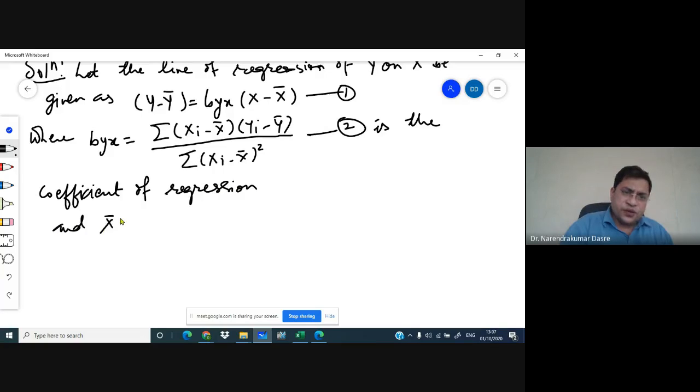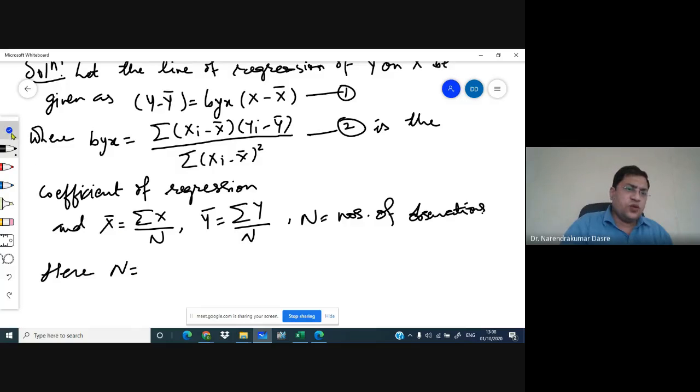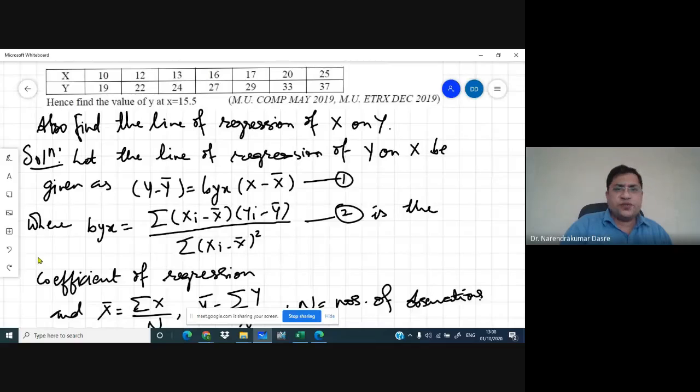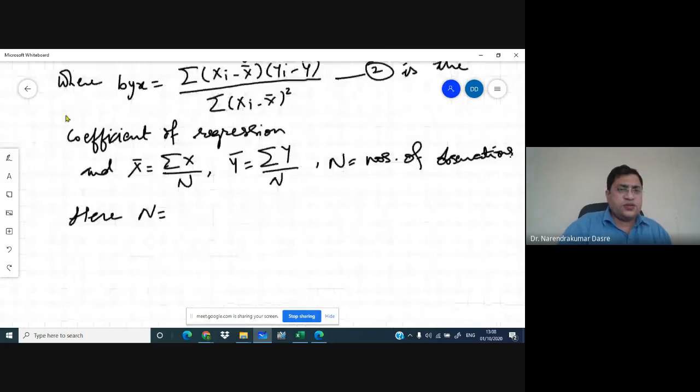What we know is x bar is equal to summation x upon n, and y bar is equal to summation y upon n, where n is the number of observations. So here, what is the value of n? How many observations do we have? You can see we have 7 observations here. So n is going to be 7.